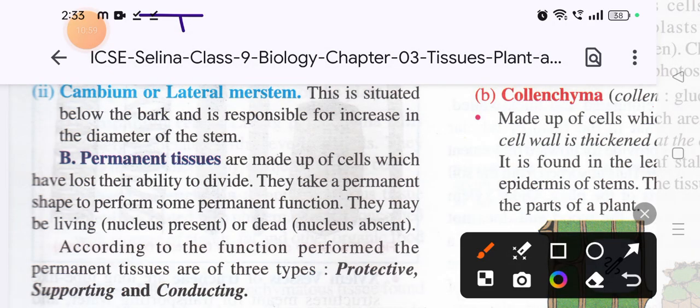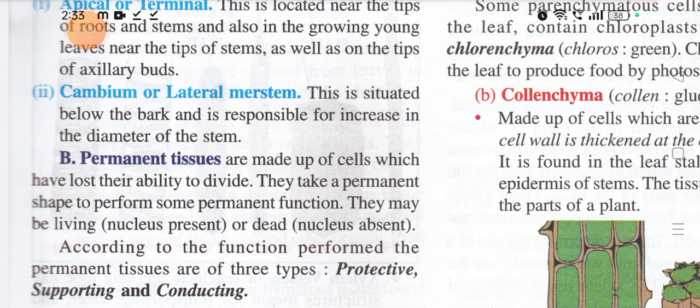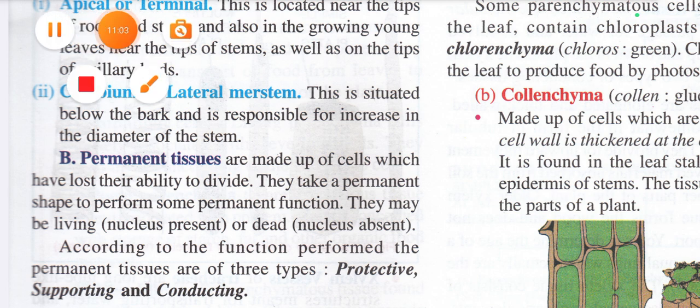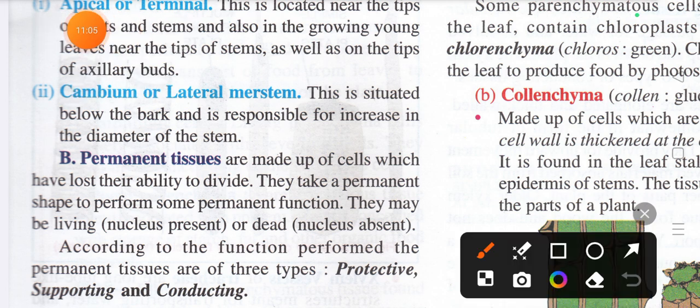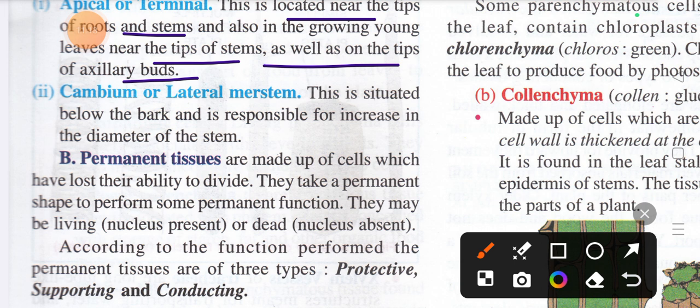Now we have apical or terminal meristem. Terminal means end. So this apical or terminal tissue is located near the tips of roots and stem, and also in growing young leaves near the tip of the stem, as well as in the tip of axillary buds. They are present at the tip of the shoot or root system, and they lead to an increase in the height of the plant.